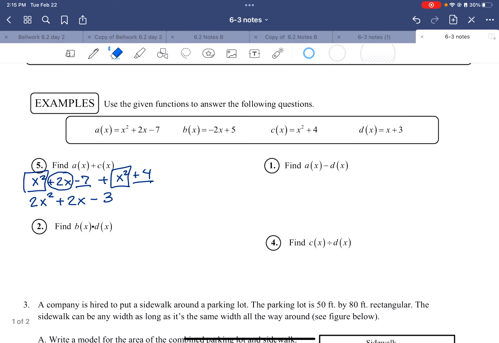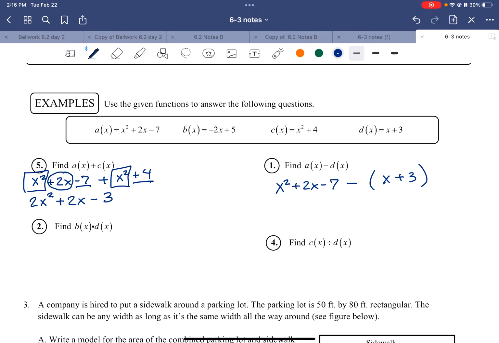So now we're going to subtract function D from function A. So let's start by writing function A again. So x squared plus 2x minus 7. Now we're going to subtract function D. And because we're subtracting, I need to put parentheses around all of D, which is x plus 3. So I'm going to make sure I put parentheses around the whole thing, because this subtraction needs to apply to all of D. We want to subtract all of it.